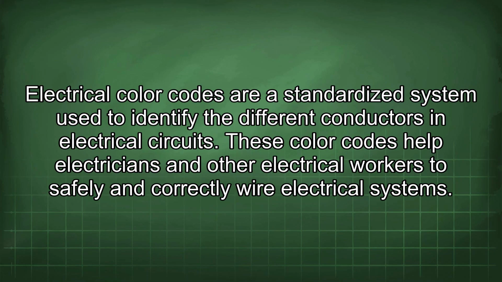Electrical color codes are a standardized system used to identify the different conductors in electrical circuits. These color codes help electricians and other electrical workers to safely and correctly wire electrical systems.